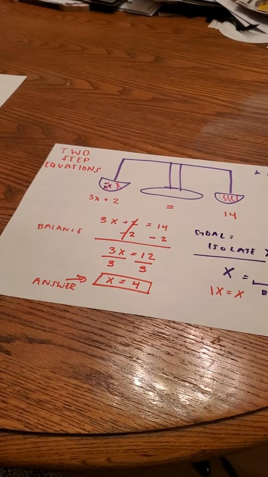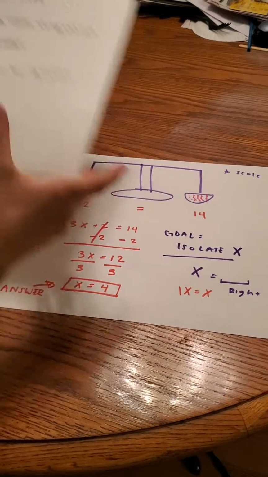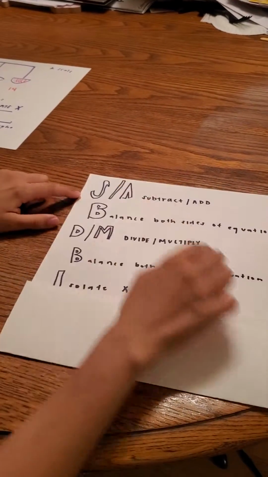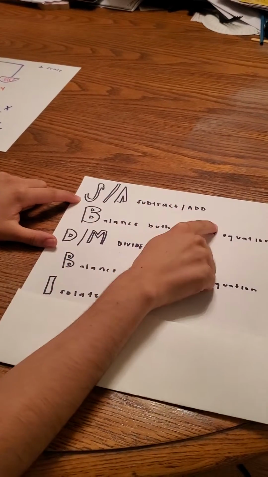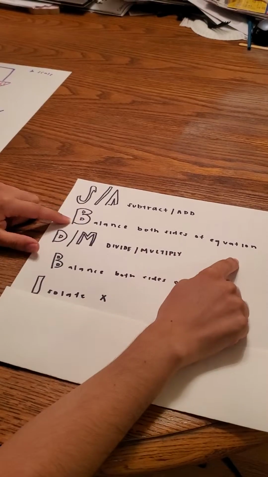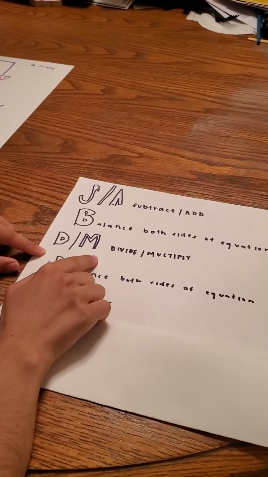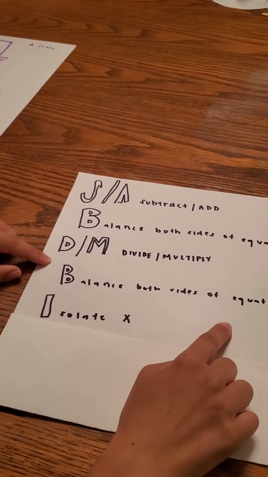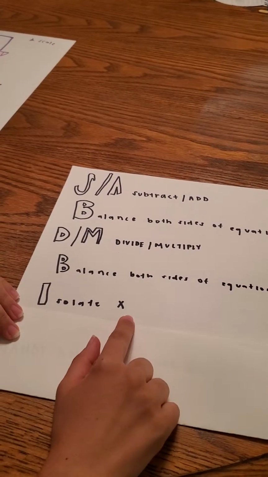Now I'm going to go over a few reminders. Over here at the top, I have subtract/add. Then the next step, I have balance both sides of the equation, and then d/m, which stands for divide/multiply, and balance both sides of the equation again until isolate x.